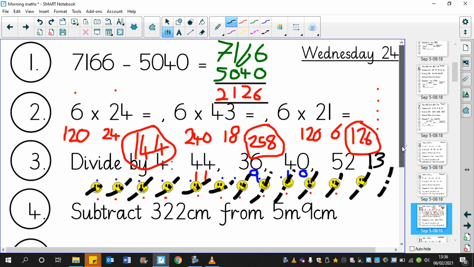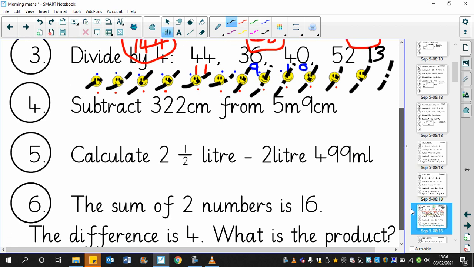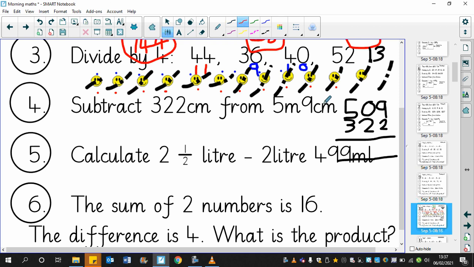Okay. Question number 4. 322 centimeters subtracted from 5 meters and 9. Right, so 5 meters 9 centimeters is 509, and then 322 centimeters, the 3 goes there, and then obviously the 2 goes there and the 2 goes there. Right, that's fairly straightforward. And we can do this and we can do this. Change pen so that we can show up.